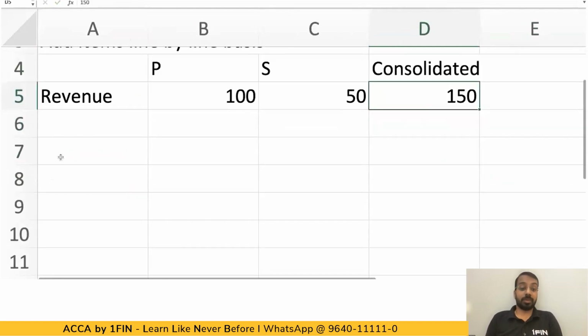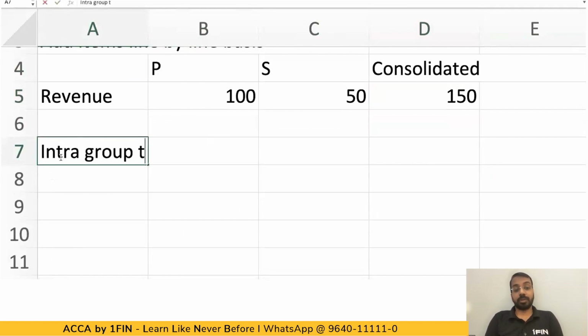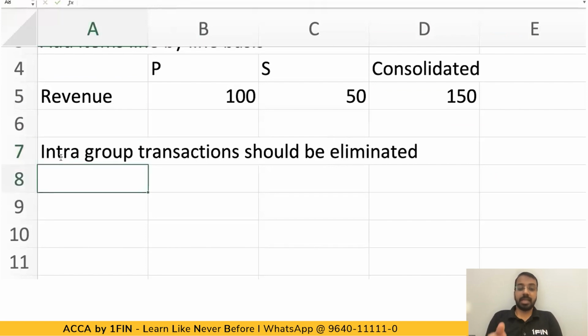But the thing that you have to keep in mind is that intra-group transactions should be eliminated. That is, if parent has sold 10 to subsidiary, that 10 has to be removed from the revenue. That 10 has to be removed from the cost of goods sold or cost of sales. So any transaction between the parent and the subsidiary must be eliminated, and the amount will be eliminated in full. When you are preparing a consolidated P&L, you will have to check how much is revenue from parent to subsidiary or subsidiary to parent. Remove fully. How much is cost of sales included because of this transaction? Remove fully. That is one thing you have to keep in mind.